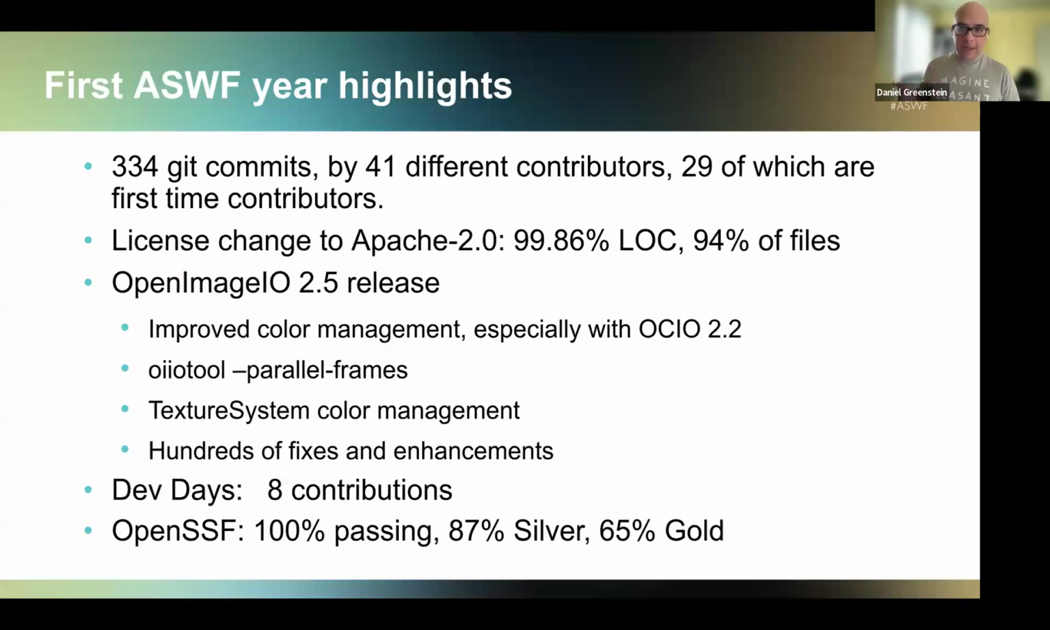This year we very recently ended the first year with the Academy Software Foundation. These are just some of the highlights of the year, with many different contributors and contributions. One of the big themes of the year was the license change to Apache 2. At least by lines of code, we're 99.86% there, so fairly close. There was a big 2.5 release with a lot of improvements to color management. There's a new parallel frames feature that allows you to operate in parallel on frame ranges.